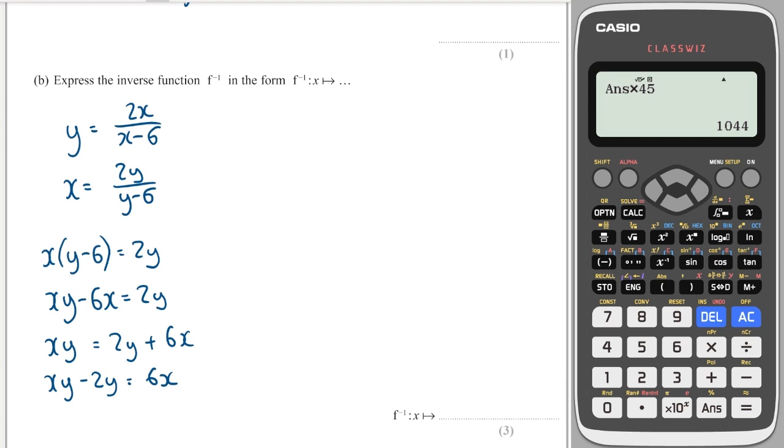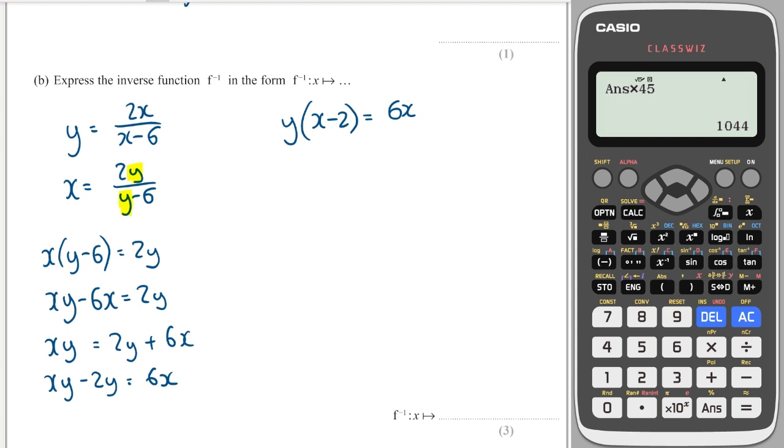Now the reason why I'm doing that is because whenever you have a formula you need to rearrange which has the subject appearing twice, you're going to have to move them all over to one side and then you're going to have to factorize. So factorizing the left hand side, I could take out the y, which leaves me with x minus 2.